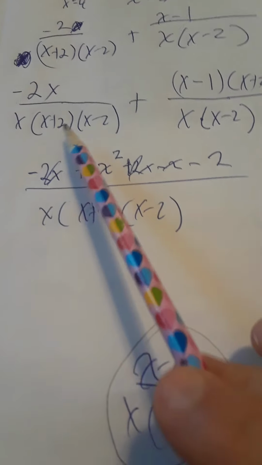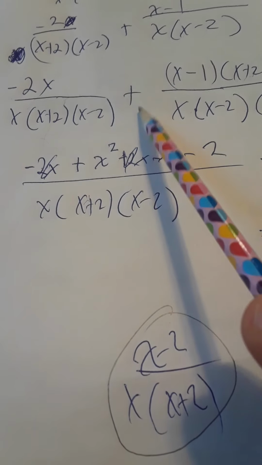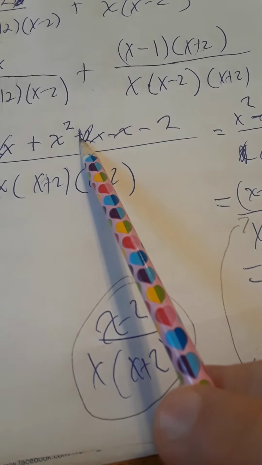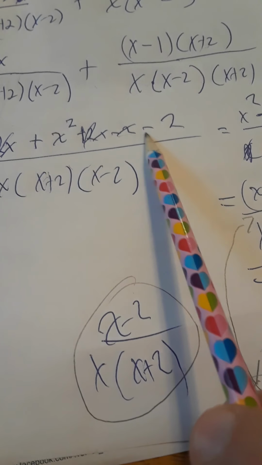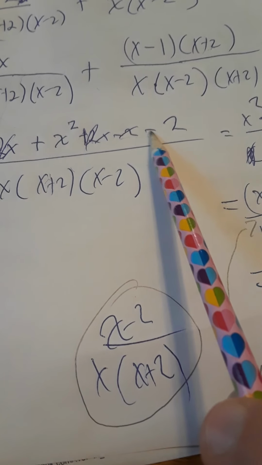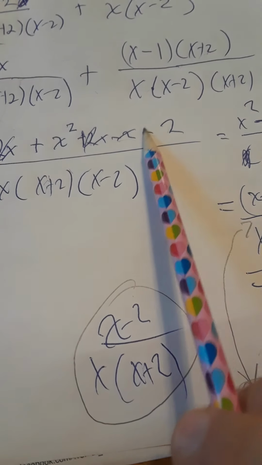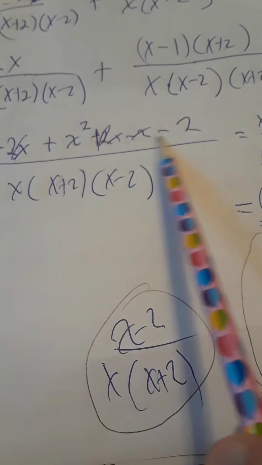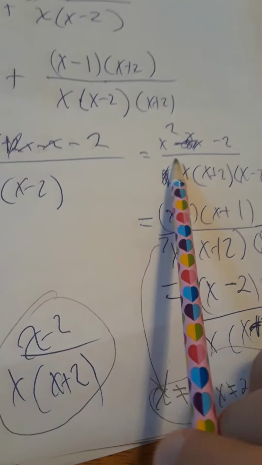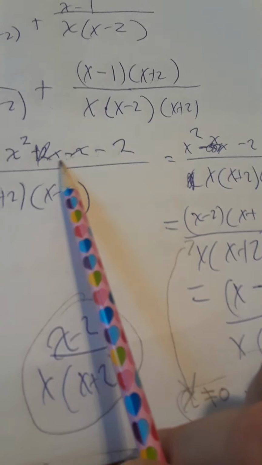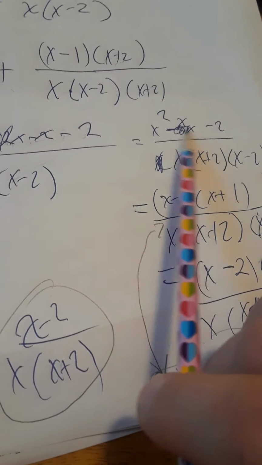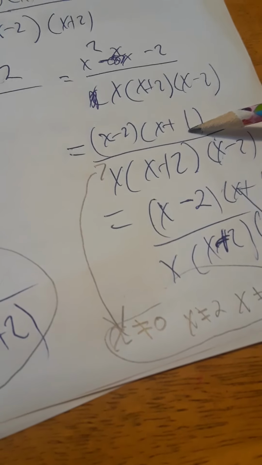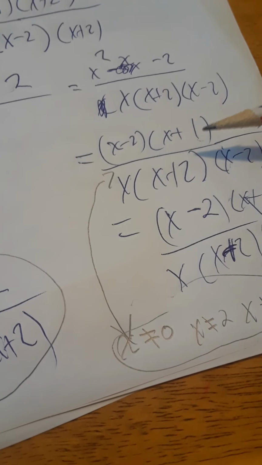So negative 2x is here, and then plus, since that's all under one denominator, work that part out, and I get x squared plus 2x minus x, and then minus 2. All right, so that negative 2x plus 2x cancels out. It leaves me with x squared minus x minus 2 all over that. Then I factor that out, and that gives me x minus 2 times x plus 1 over x plus 2 times x minus 2.